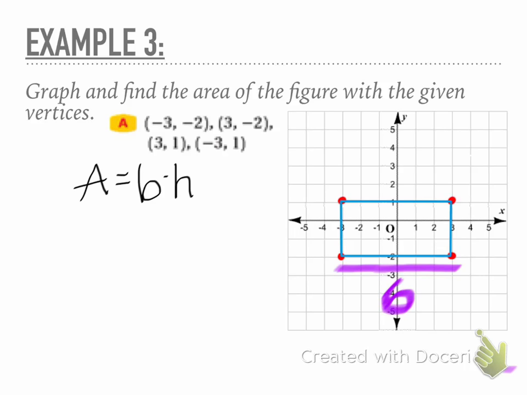And then our height's going to be over here. We have a height of 1, 2, 3. Just simply count the squares.